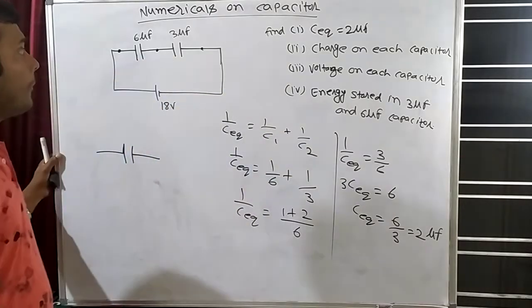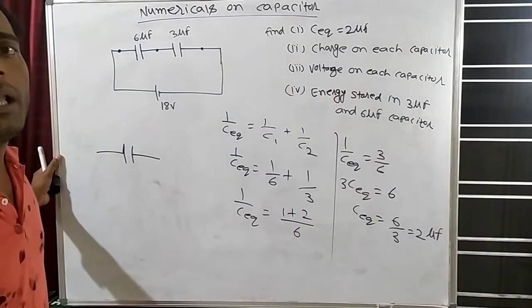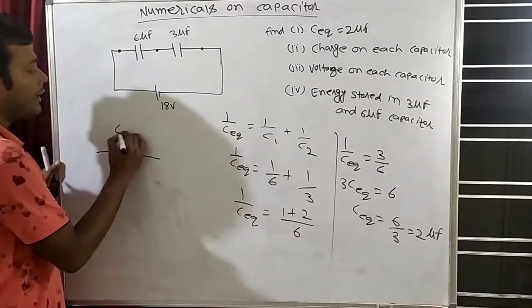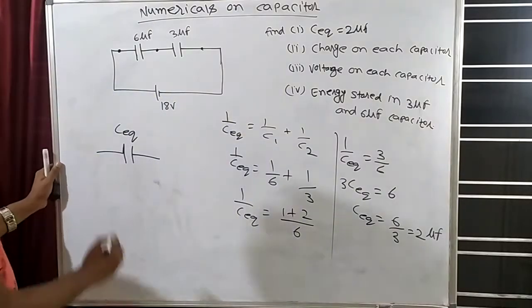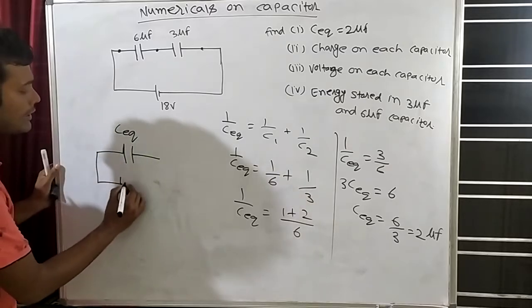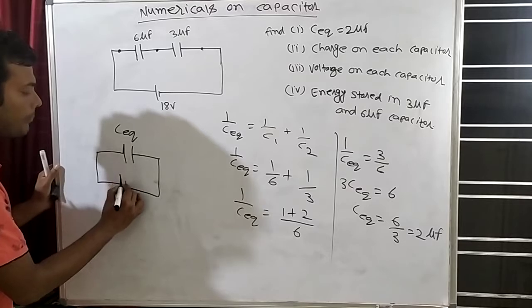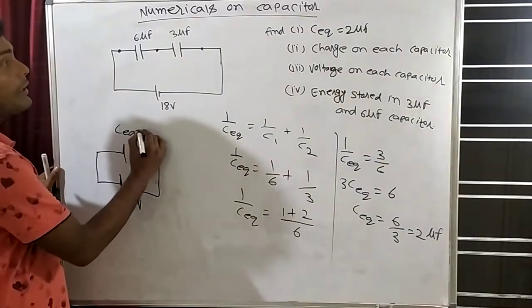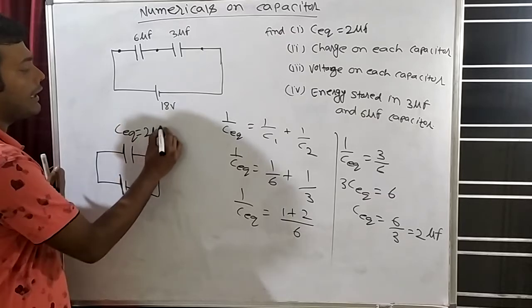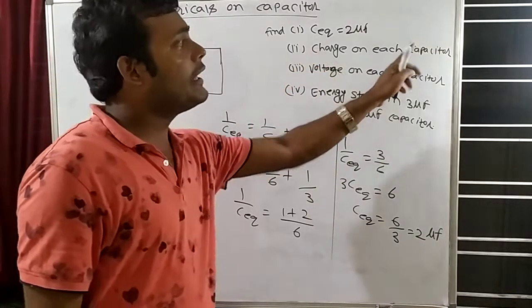I will replace both the capacitors, and we will replace them by an equivalent capacitor, and that equivalent capacitor's name will be C equivalent. And here how much voltage? This voltage is 18 volt, so I will connect it with the 18 volt power supply. Is it clear? C equivalent I have calculated right now, that is 2 microfarad. Now they have asked the charge on this capacitor.